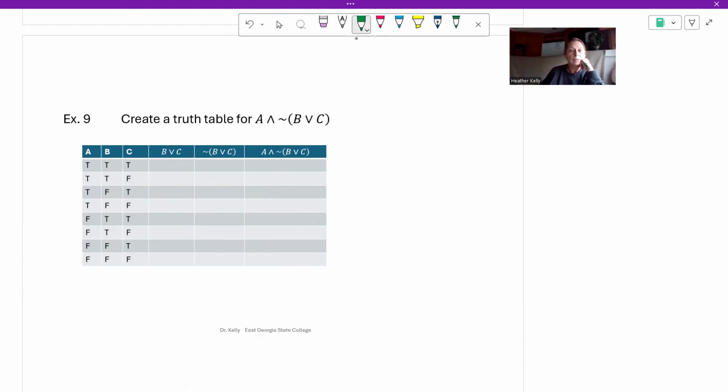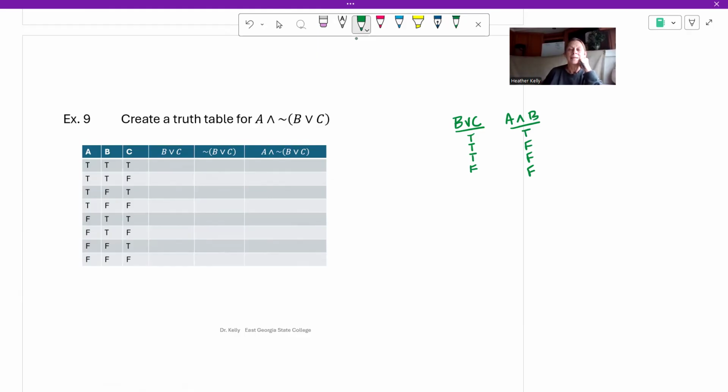Okay, so let's see here. First things first, we need B or C. The or part has to be in one or the other: true, true, true, false. And the A and B, I'll just write it like that, is true, false, false, false. Right, because it has to be in the intersection of both, so it only happens when both of them are true.